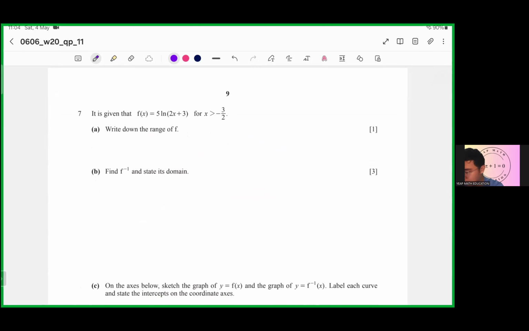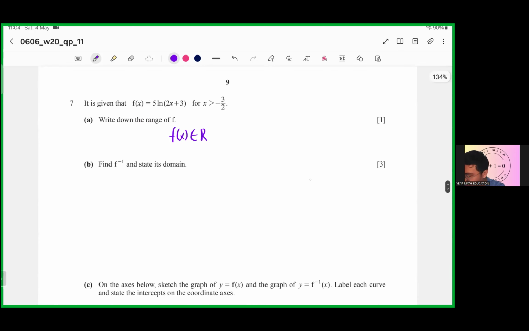Okay, it's given that f(x) equals 5 ln(2x plus 3) for x more than negative 3 over 2. So write down the range of x. So we can write f(x) is this. Okay, and then find the inverse and state the domain. So actually it's quite easy. So I just got the domain of the inverse. Okay, it equals the range of f. Okay, we can let the inverse equal y.